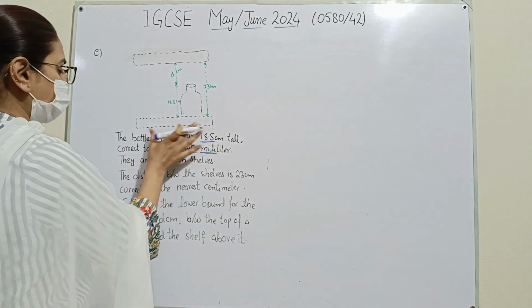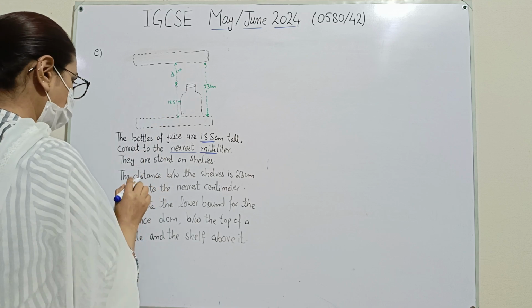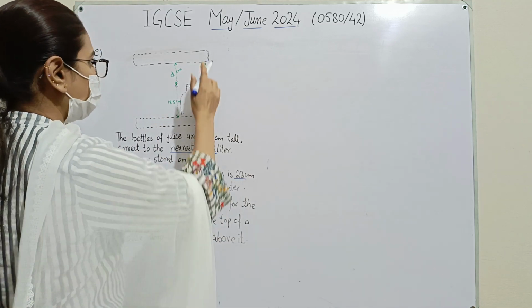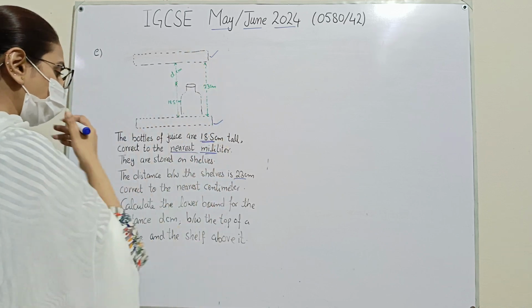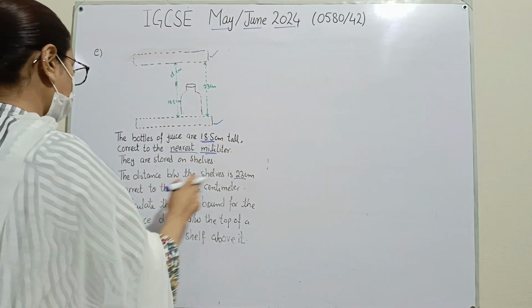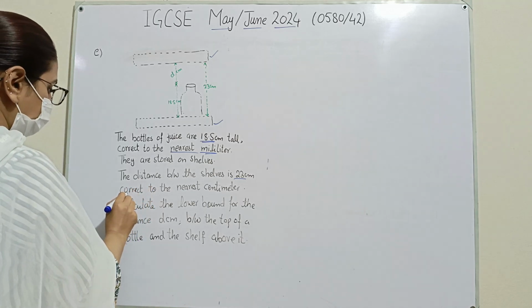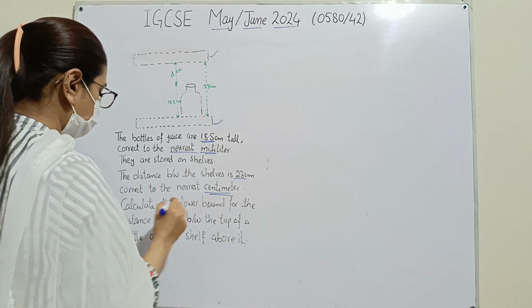They are stored on a shelf. These are basically the shelves. The distance between the shelves is 23. If this is a shelf and this is a shelf, the distance between both of them is 23 centimeters, as given by the examiner. Further, he says correct to the nearest centimeter.